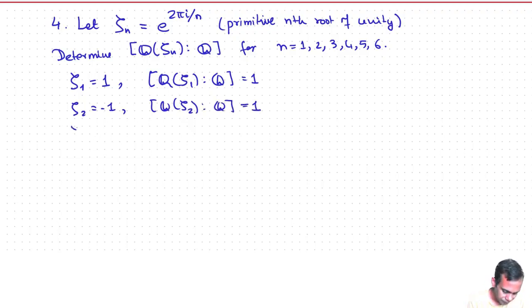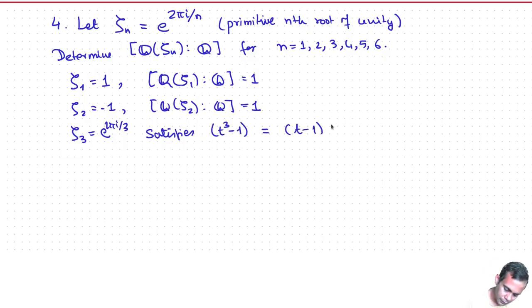What about zeta 3? So zeta 3 turns out to be e to the 2 pi i by 3. It's a cube root of unity. So it satisfies the polynomial t cubed minus 1, which is t minus 1 into t squared plus t plus 1. But of course we know that t minus 1 doesn't vanish at zeta 3. So t squared plus t plus 1 must vanish at zeta 3. And t squared plus t plus 1 is irreducible over Q. So this must be the irreducible polynomial of zeta 3.